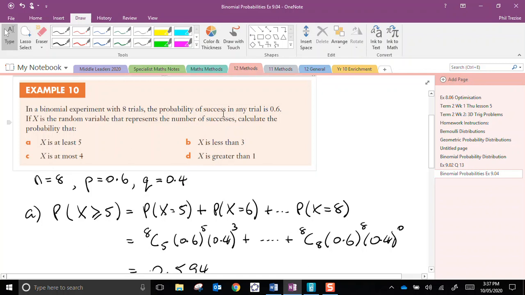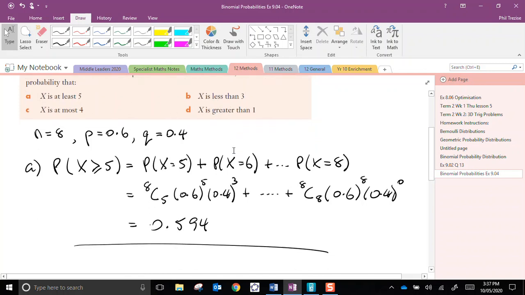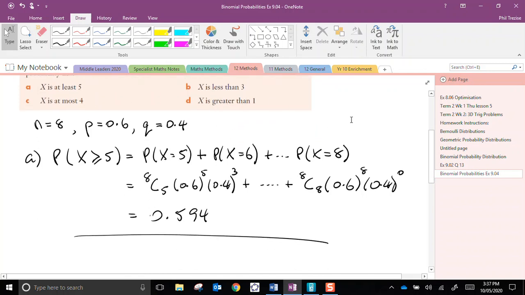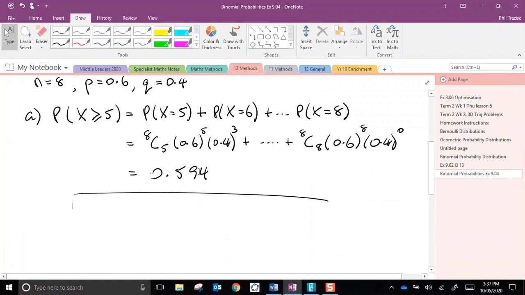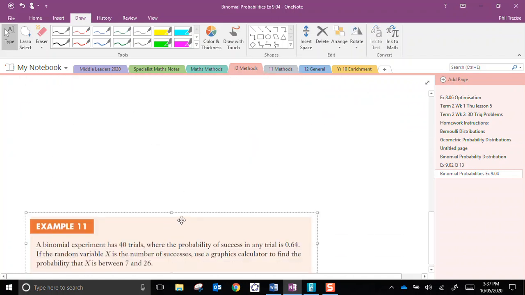Now I might skip part B and part C, I'll let you try them, but part D, X is greater than 1. Well, if it's greater than 1, it's got to be 2 onwards, so the only acceptable answers would be 0 and 1. It's not really that much different. I'll let you do the rest of those for yourselves in the same manner.